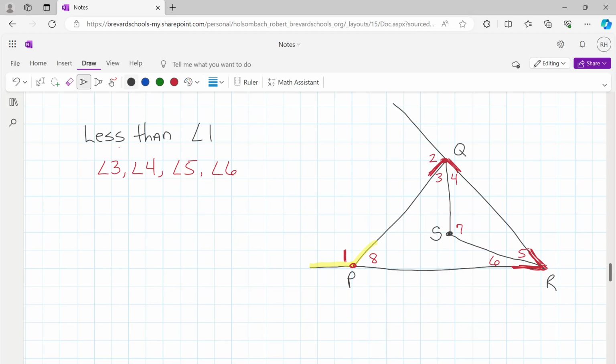All right, so then you're asked for greater than angle 8. So if you're looking for something greater than angle 8, you want to look for an exterior angle that corresponds to angle 8. So angle 8 is an interior angle. It doesn't correspond to angle 1, but it does correspond to angle 2 up here. Yes? Oh. All right, good question.